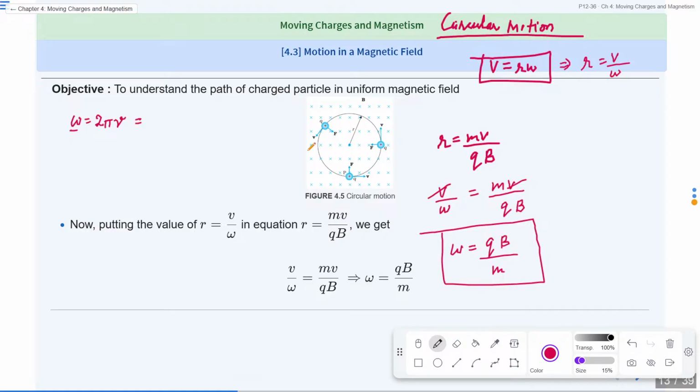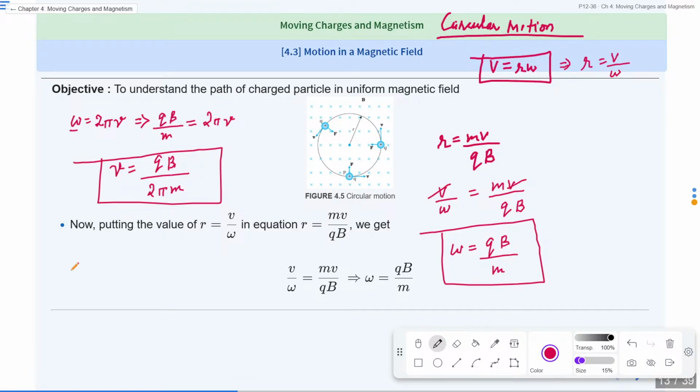So omega is qB by m. So from here you can write qB by m equal to 2 pi nu. So from that, what is nu? That is qB by 2 pi m. That is the expression.